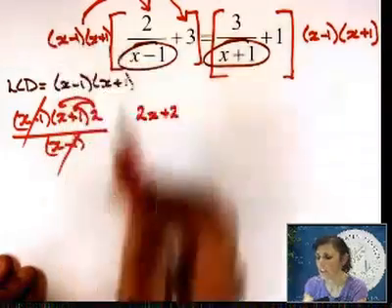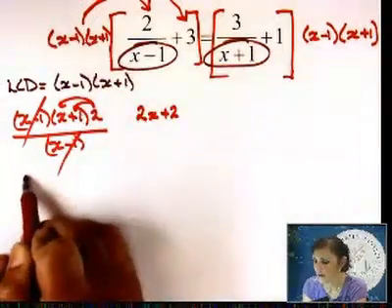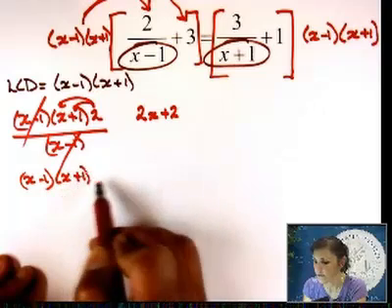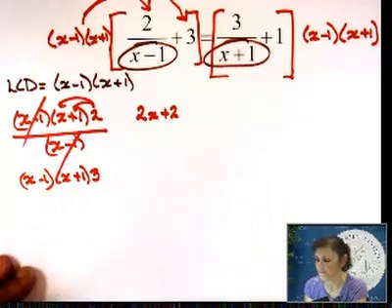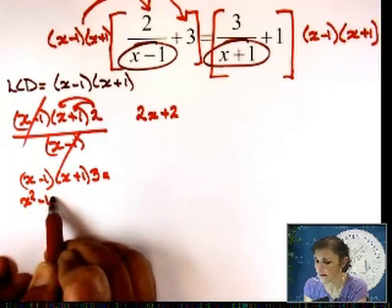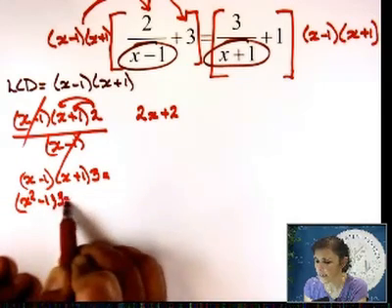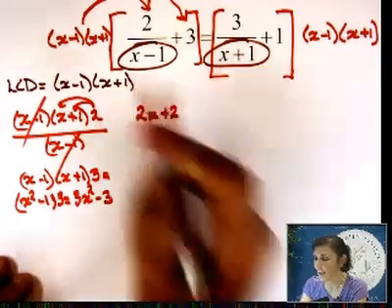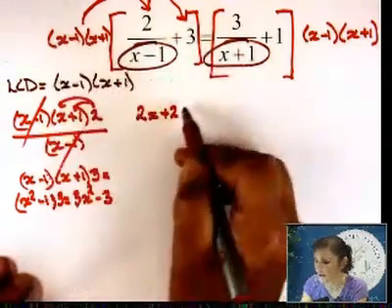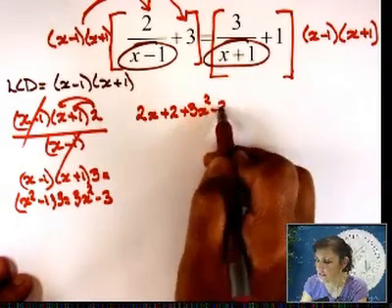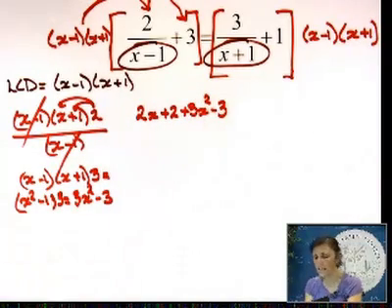What is x minus 1, x plus 1 times 3? What is that? This one is x squared minus 1. So that's 3x squared minus 3. When I FOIL that, I will end up with 3x squared minus 3. That's the left-hand side.